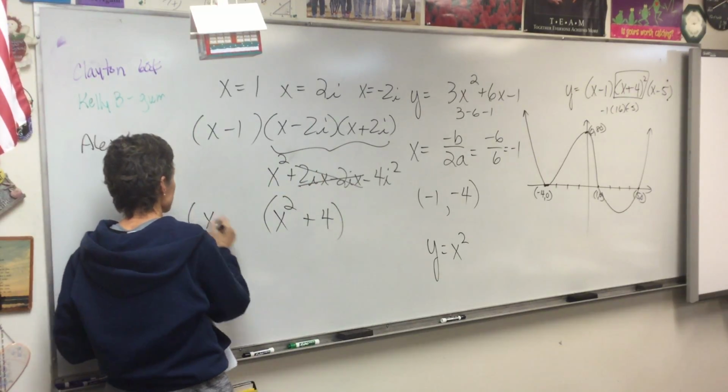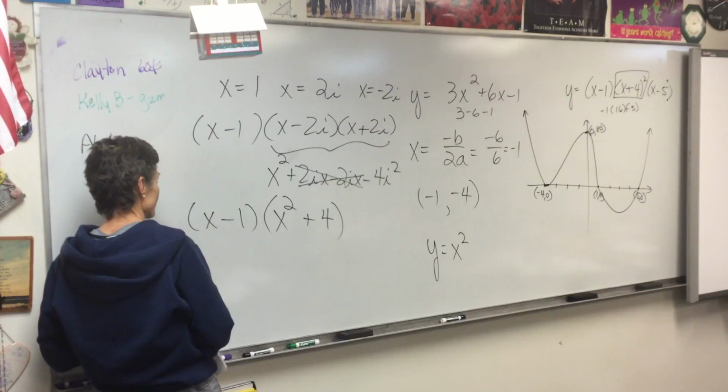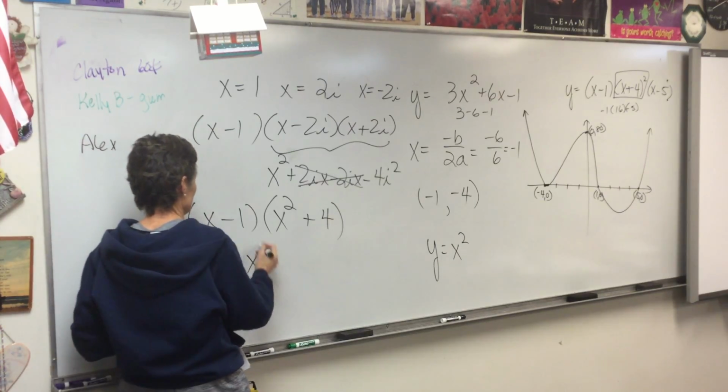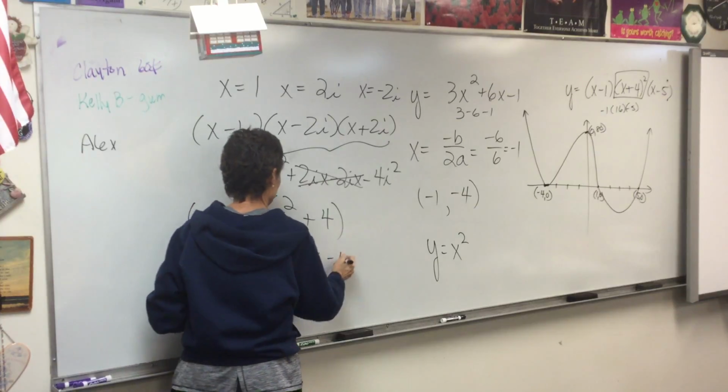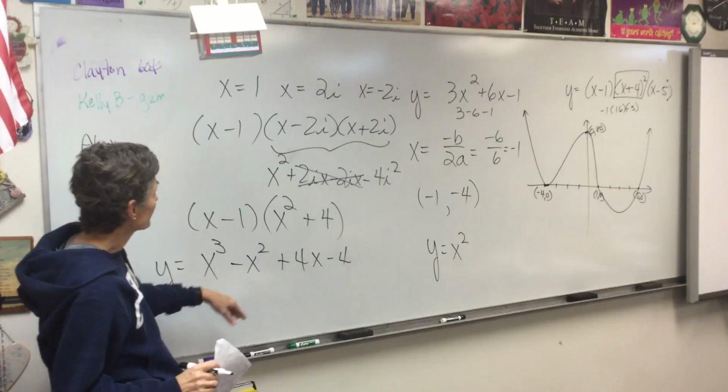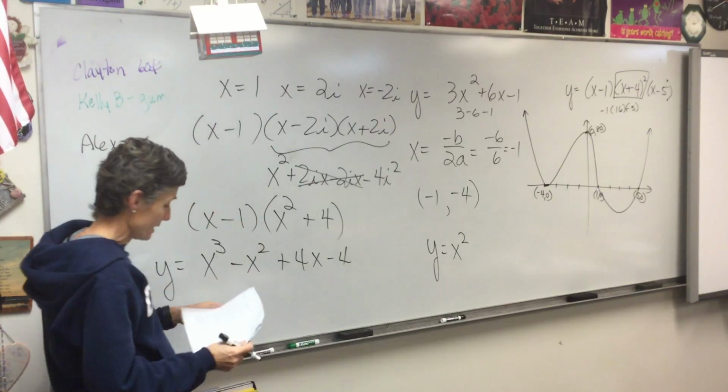That has to be multiplied by x minus 1. So that's just another FOIL. And there is your polynomial. That polynomial has those answers.